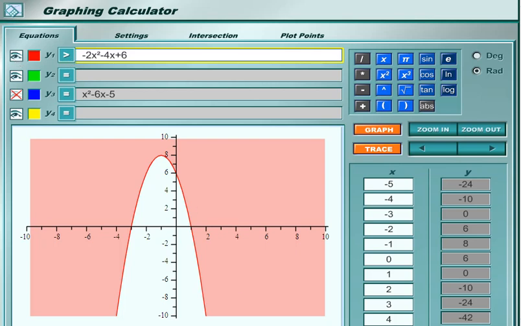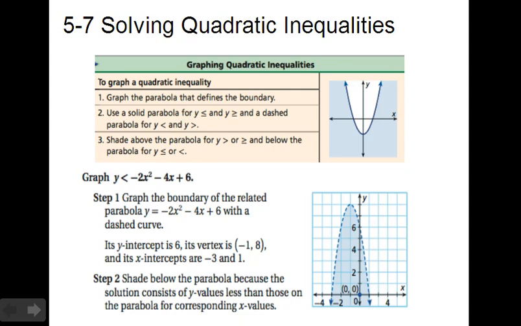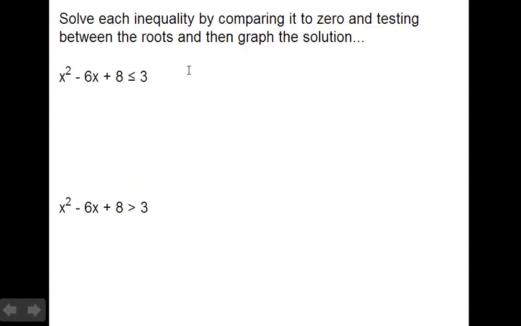Let me go back here to the notes. Another kind of problem that we're going to see will look something like this. And we're solving an inequality by comparing it to 0 and then testing between the roots and graph the solution. So the very first thing that you would want to do with these two equations here, and I'll actually show you the second one, is you would set this equal to 0. So what we would do is subtract 3 from both sides, and we would have x squared minus 6x plus 5 greater than 0. So we're comparing the quadratic to 0.